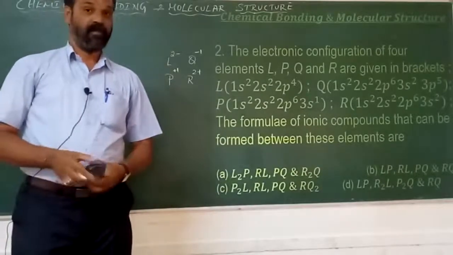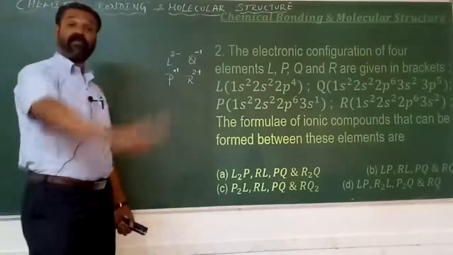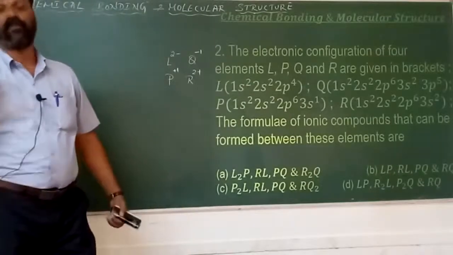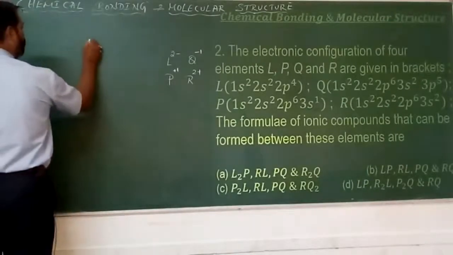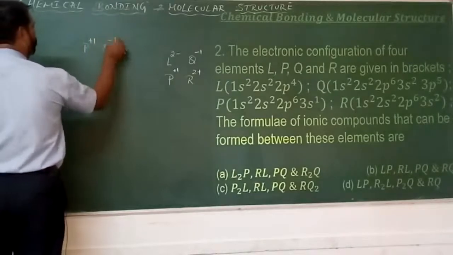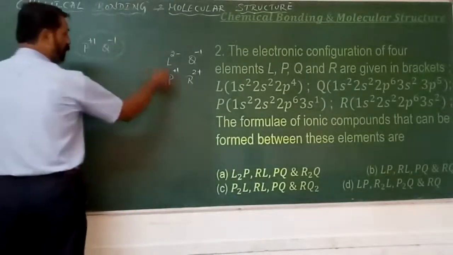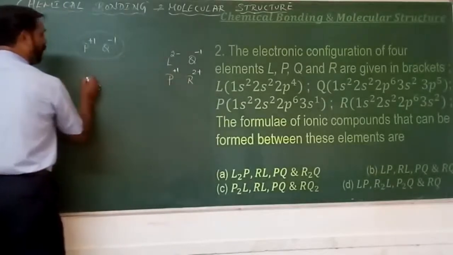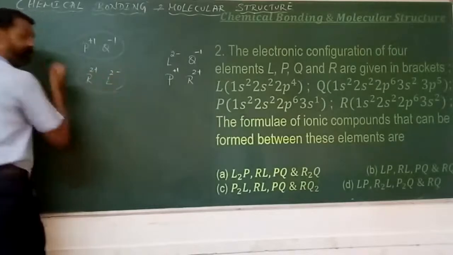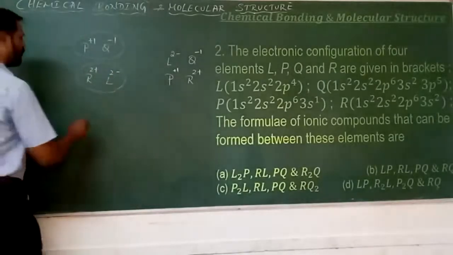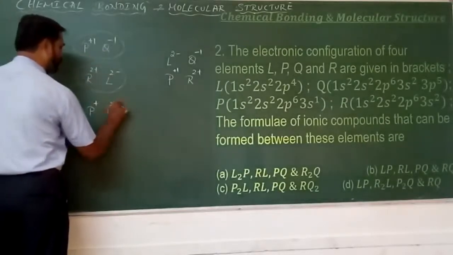ionic compounds contain the charges, no doubt. But the total positive charges must always be equal to the total negative charges. That is why we can expect it to be neutral in nature. Therefore, can I expect it is P plus 1 and Q minus 1 is the first, which equals 0. That is one option. Then R2 plus and L2 minus, we can have the second one. This is neutral. Suppose if it is P plus and, instead of Q minus, let us take L2 minus.